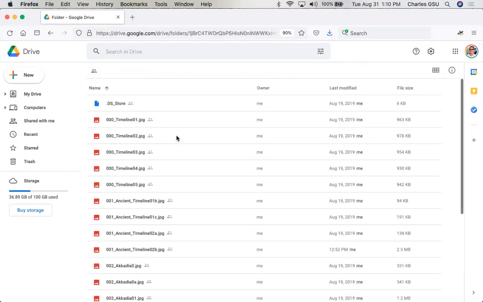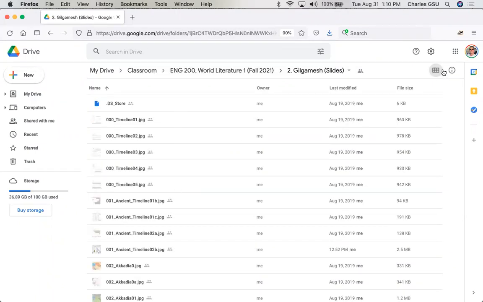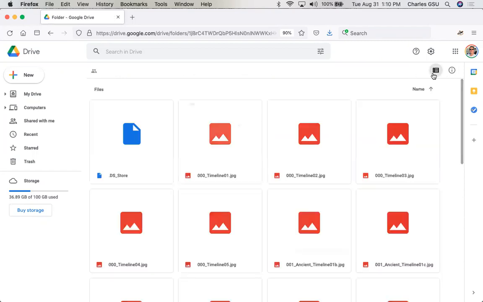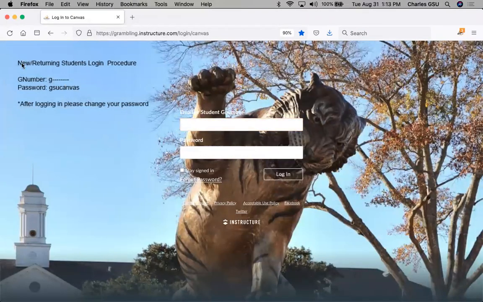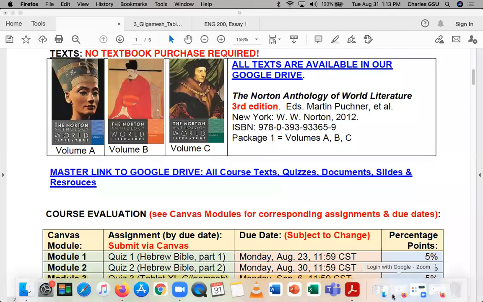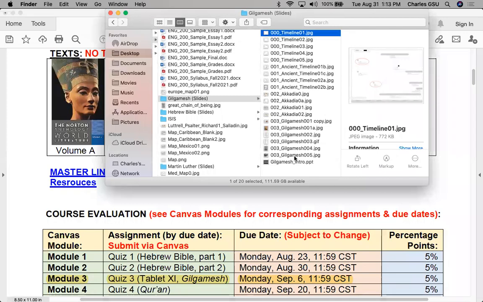So we're going to be talking about the Gilgamesh slides. And remember, for those of you who haven't seen these video lectures before, that in Google Drive, this little button right here off to the right allows you to toggle between what is called a list view, like a directory or folder in a computer, or a grid view, sort of like tiles, if you will. We're going to be looking at these tiles, but it's easier for me to use these on my computer because I can zoom in on images and whatnot. So here are the slides.